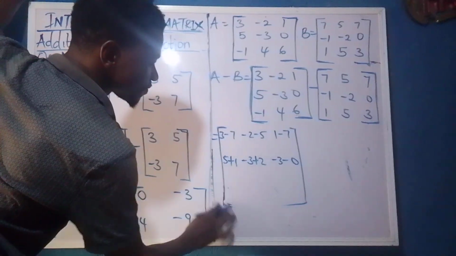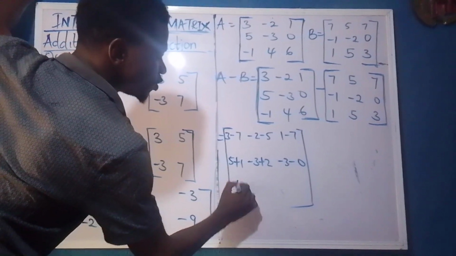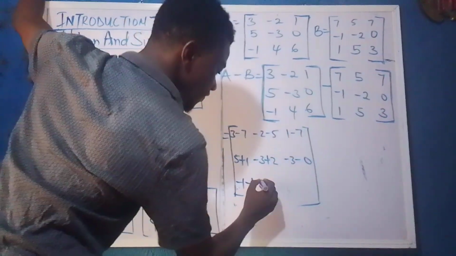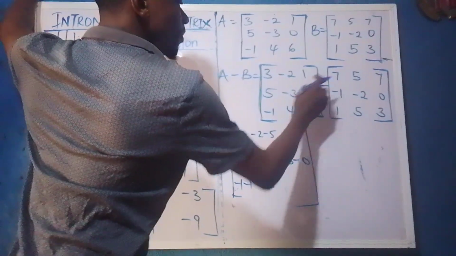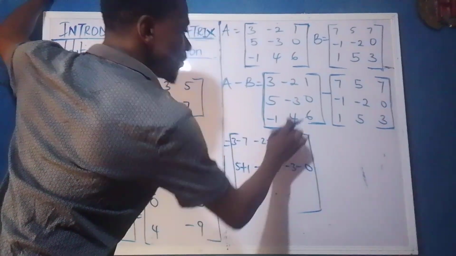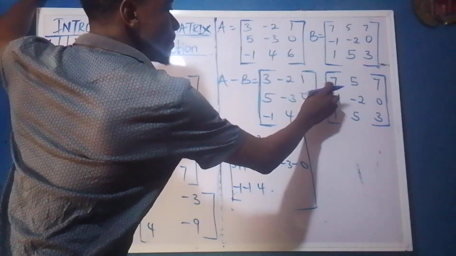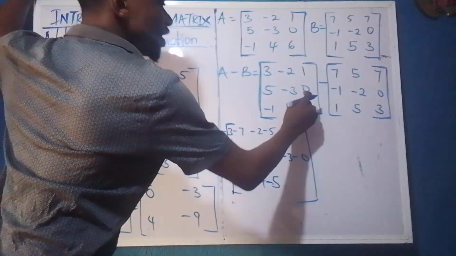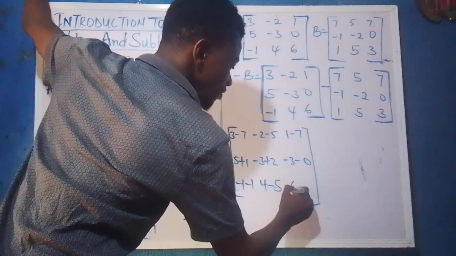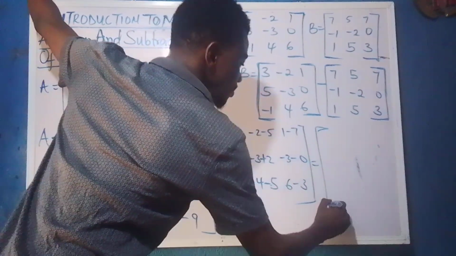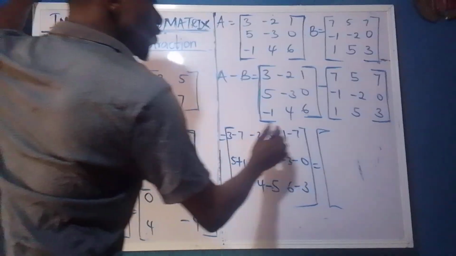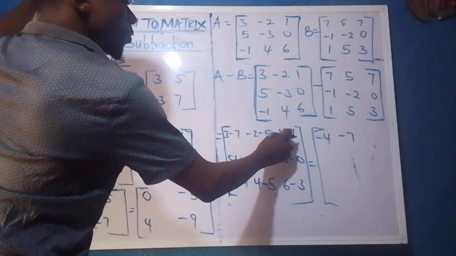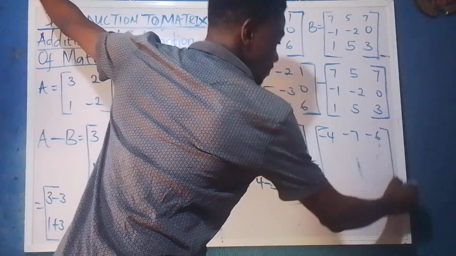Then the last one is minus 1 minus 1. Then minus 1 minus 5. And then, no, sorry, 4 minus 4, and 5. Then lastly we have 6 minus 3. So final answer is going to be 3 minus 4, 7 is minus 4, minus 2 minus 5 is minus 7, 1 minus 7 is minus 6.